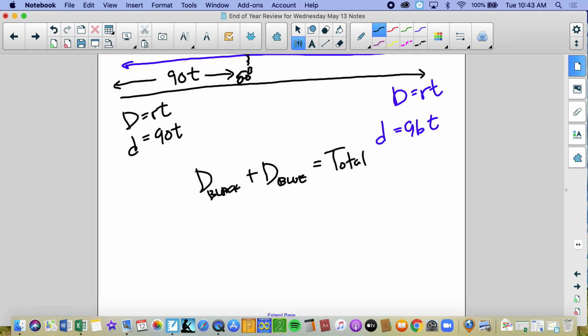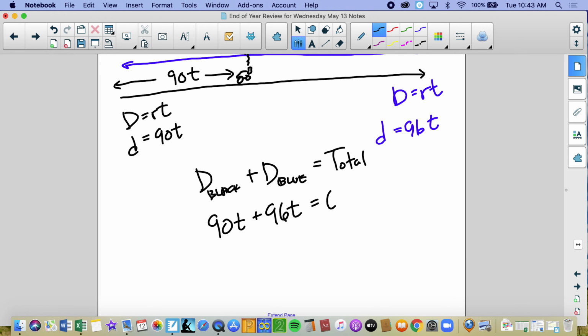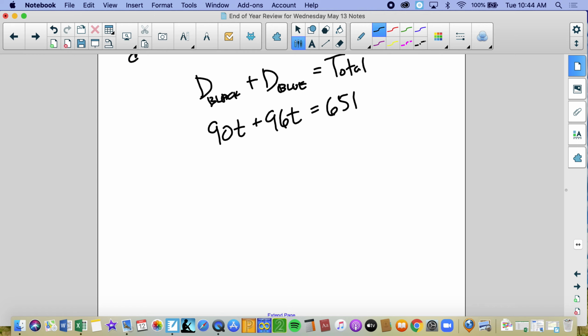So what's the distance of the black train? That would be 90t. What's the distance of the blue train? That would be 96t. What's the total distance? Well, 651 kilometers. So that looks pretty easy. We have like terms. We're going to add those together. We get 186t, not t squared because we're adding, equals 651 divided by 186.